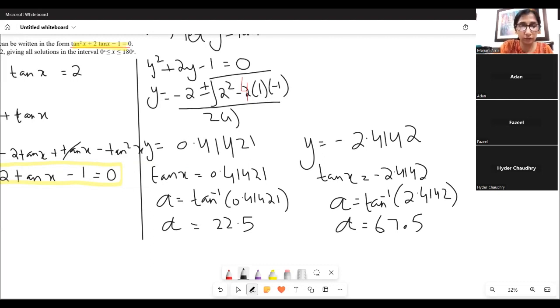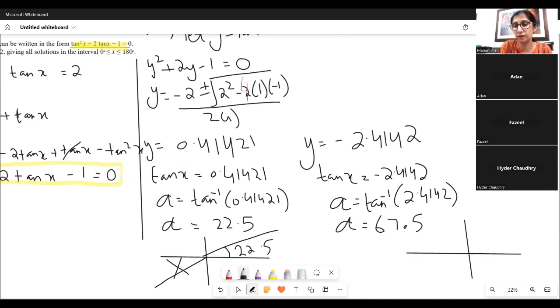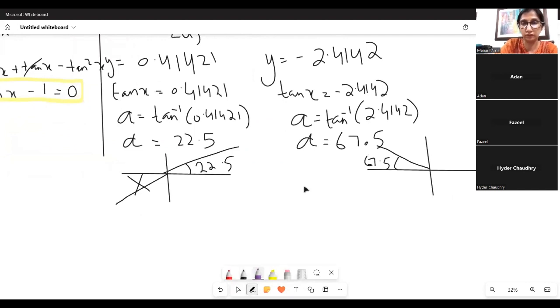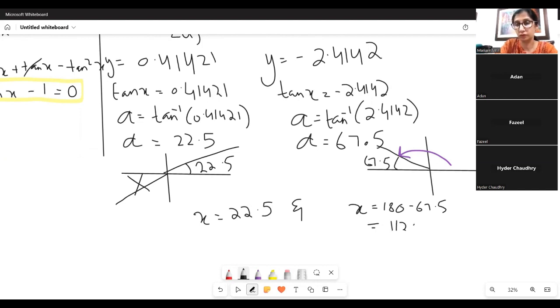Okay, so tan is positive in the first and third quadrant. However, we will disregard the third quadrant as that's out of our domain. 0 to 180 is the domain. And here tan is negative in the second quadrant, 67.5. So one of the answers is 22.5 and the other answer is 180 minus 67.5, because this is the second answer. Okay, so x equals 22.5 and x equals 180 minus 67.5, which is 112.5. Okay. All right.